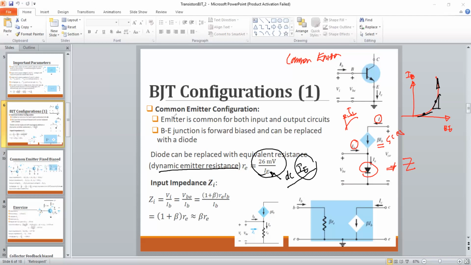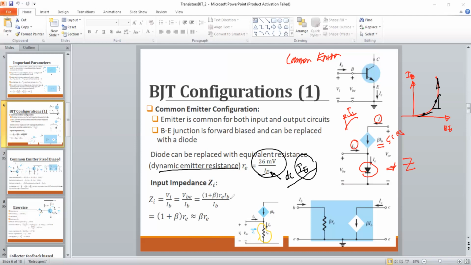So now I replace this diode with this emitter resistance RE. So now we have this base and emitter, we have an input impedance of RE, we have a current source and so on. Now this is a kind of combined model. So we have input and output.